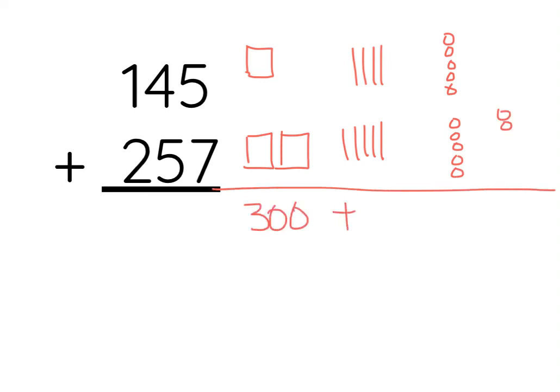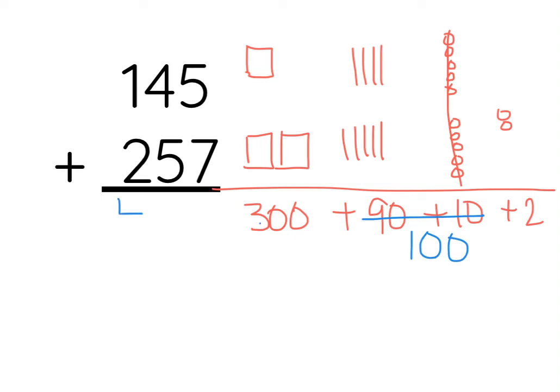300 plus 90 plus, oh, look at that 10 and a 2. Well, 90 plus 10 is a nice partner to 100. So 300 plus 100 equals 402. So we ended up with no 10s in that group for an answer.